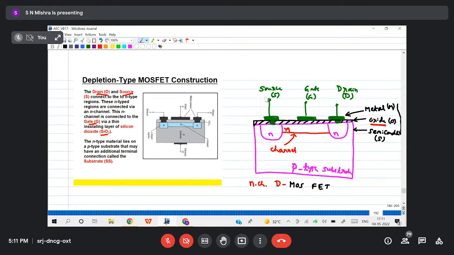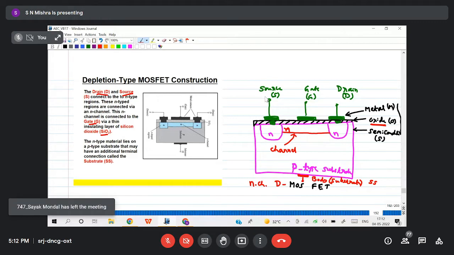And the bottom one, the substrate, is also one terminal that is called body or substrate, generally represented as SS. So in fact, this is a 4-terminal device, but source and substrate are shorted. So you can also take it as a 3-terminal device. For you, it is sufficient to know the 3-terminal device. A 4-terminal device means you have to apply some other voltage to the substrate, which is not used for you.